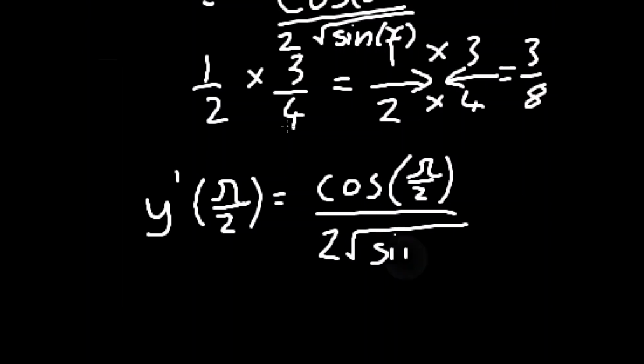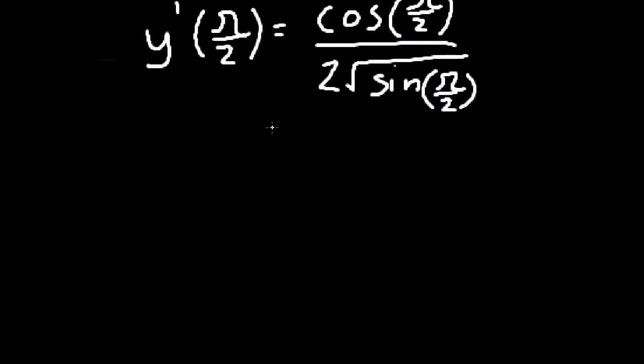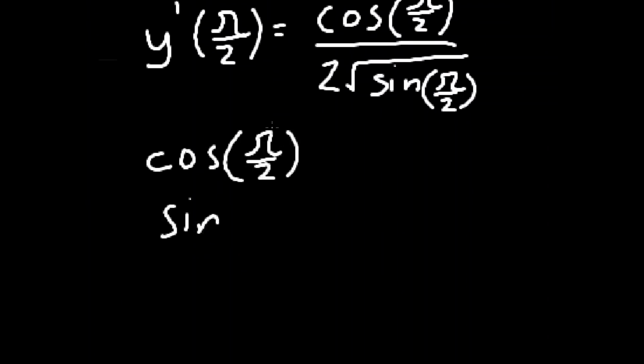Whoa, that looks hard. Let's break it down. Let's make it so much easier. There are two trig equations that we're gonna need to solve. So first of all, cos of 90 degrees, pi on 2, and also sine of 90 degrees, pi on 2.